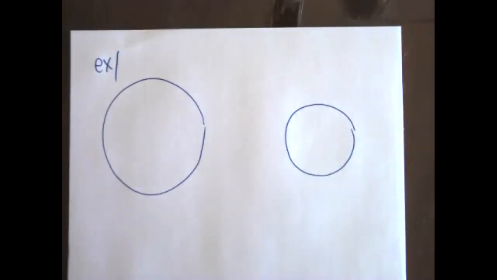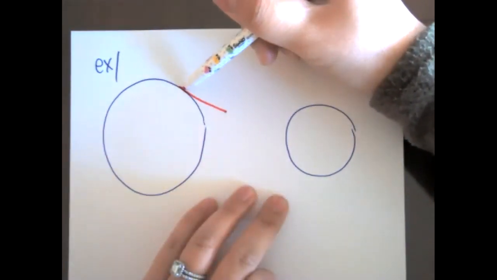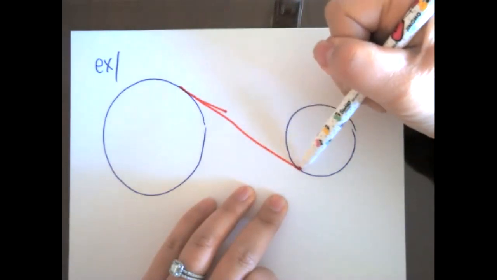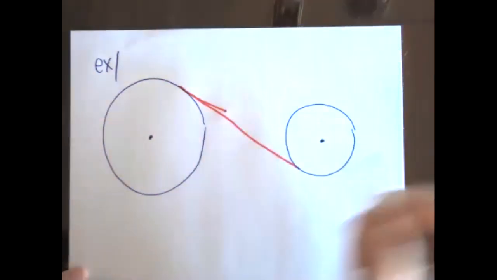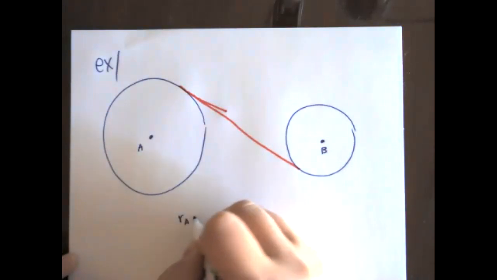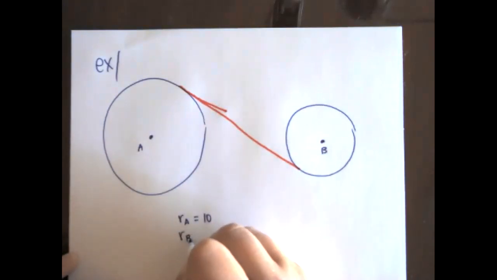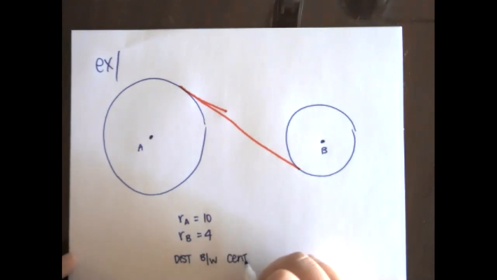Okay, so this time we're going to go internally, which means we go, oh my gosh, shoot. Oh man, that's bad. I can't erase that, sorry. So call it A and B. Radius of A is 10. Radius of B is 4. The distance between the centers is 18.